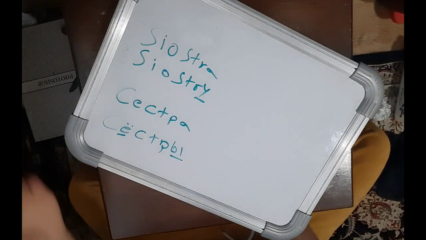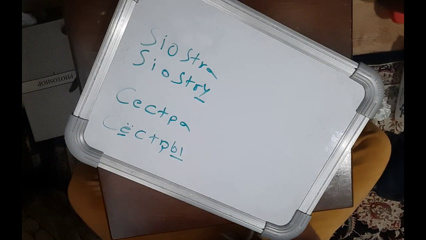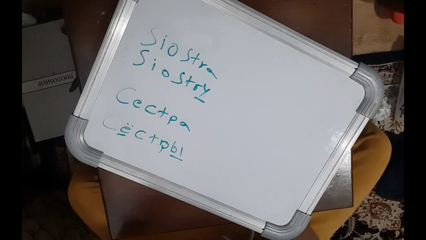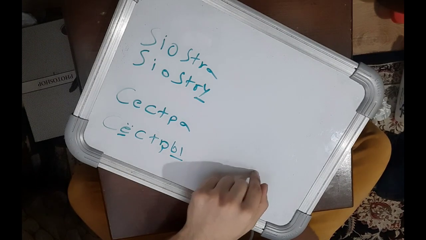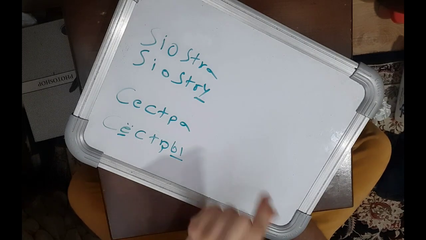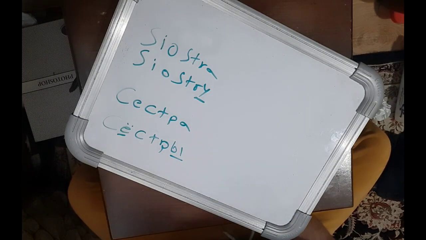But in Polish, when you want to say I'm a doctor, you say "ja jestem doctor." You use the jest, the verb to be. You do not omit to be. And in Ukrainian, it's the same thing. You do not omit the to be verb. But in Russian, you omit the to be verb.